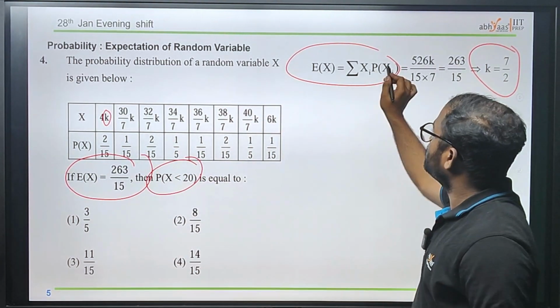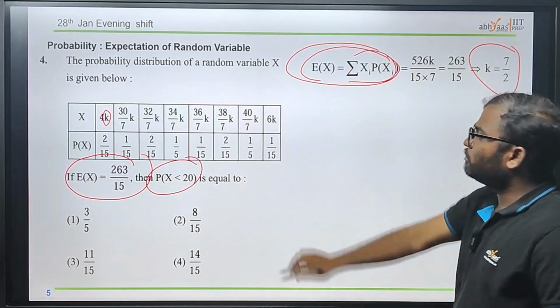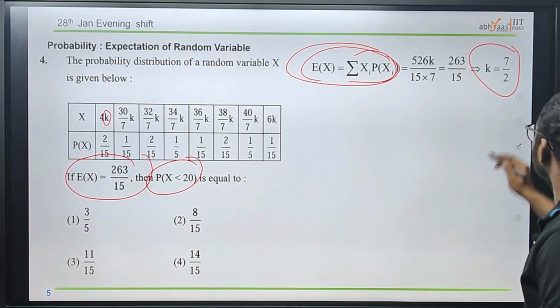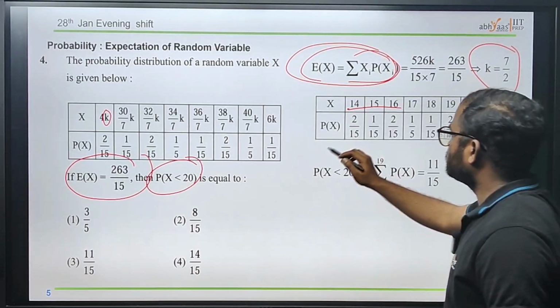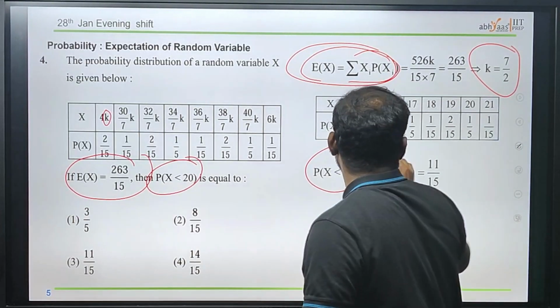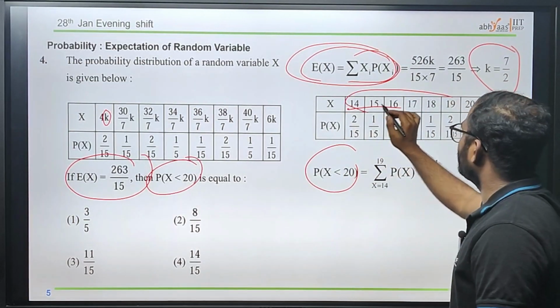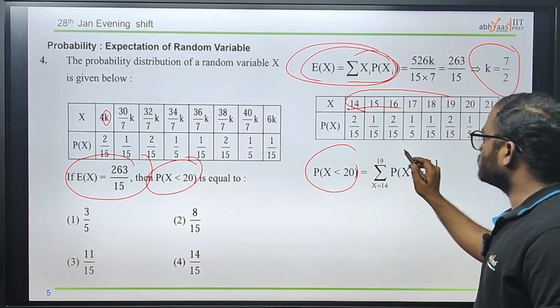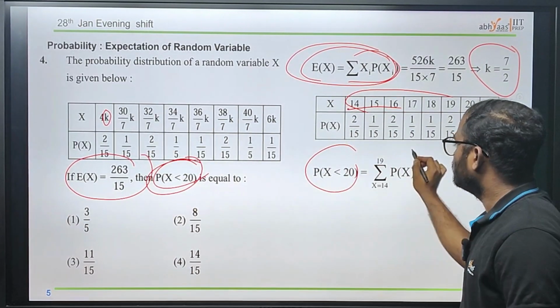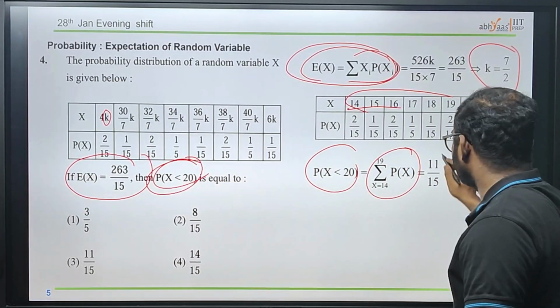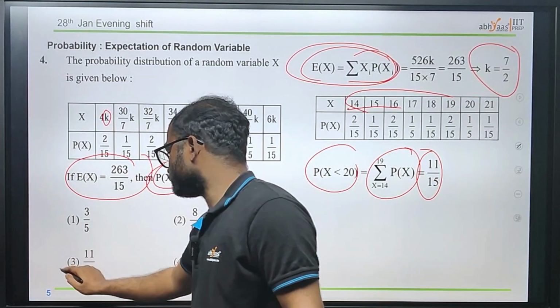In order to find the class, we use the expectation of x, which is nothing but the mean of the continuous frequency distribution. Using that we got x as this one class. Now using x less than 20, that means these values 14, 15, 16, 17, we just use the summation of it. We need to find this one also, so we have to find the sum, which is nothing but 11 by 15.